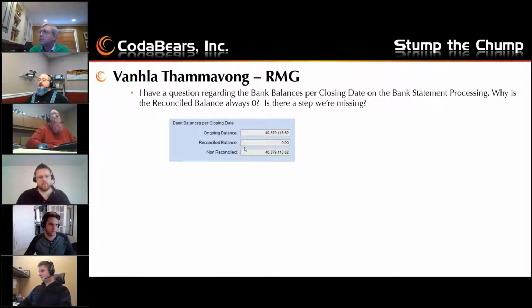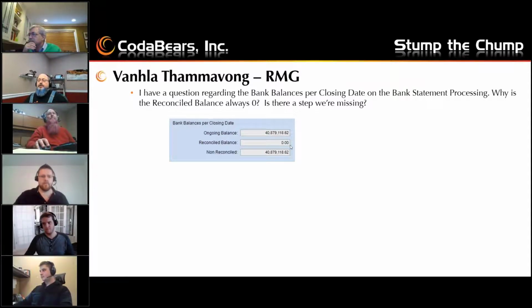Okay, and Vanla here, I'm not even going to try your last name, Vanla, over at Rockford Manufacturing. She has a question regarding the bank balances per closing date on the bank statement processing. Their reconciled balance is always 0. If you're checking in the statement workbench, if you're clearing the checks and clearing the deposits and marking them as cleared, it should be updating your reconciled balance, because that's what it's keeping in that statement workbench.